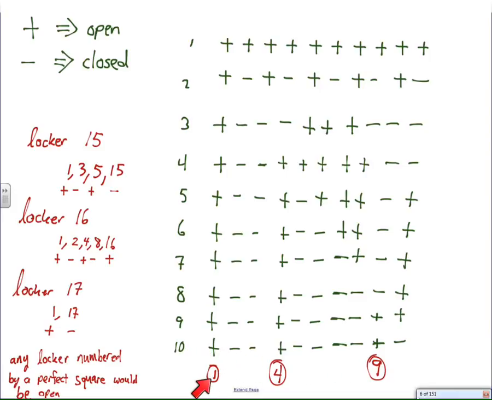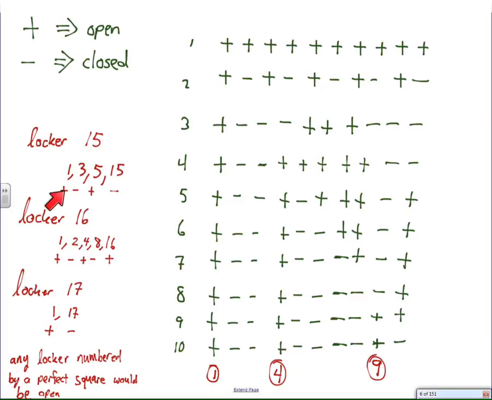What I also notice here, though, is that 1, 4, and 9 are what we call perfect squares. 3 times 3, 2 times 2, and so on. So we may have a theory, but now we have to test it. It seems like all perfect square numbered lockers would be the ones that are open. If you thought about it, locker number 15: student number 1, 3, 5, and 15. Those are the 4 students that will interact with the locker.